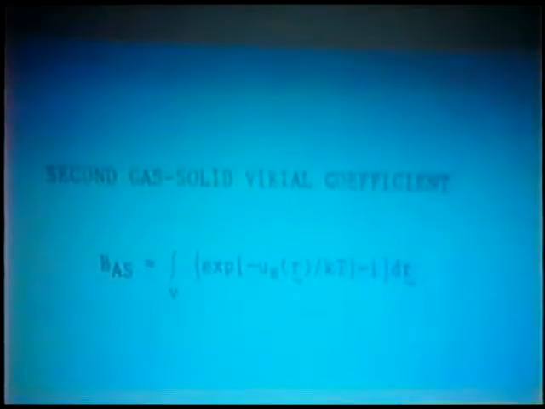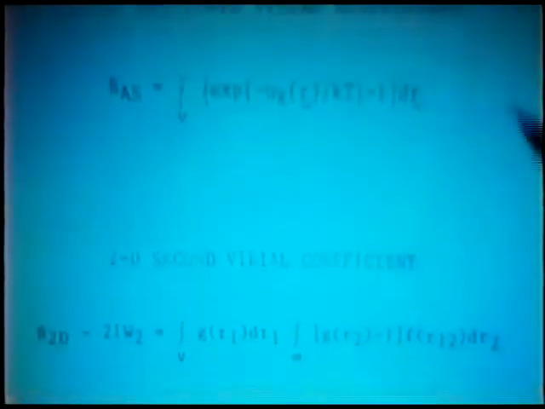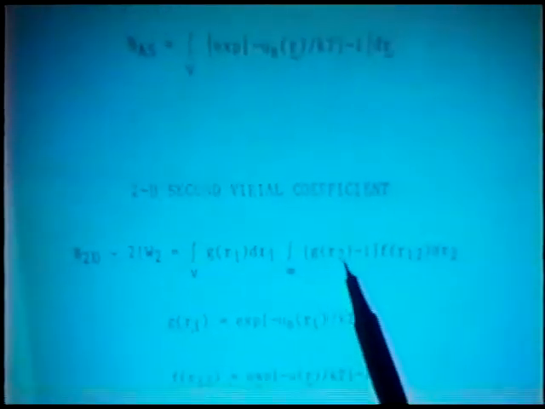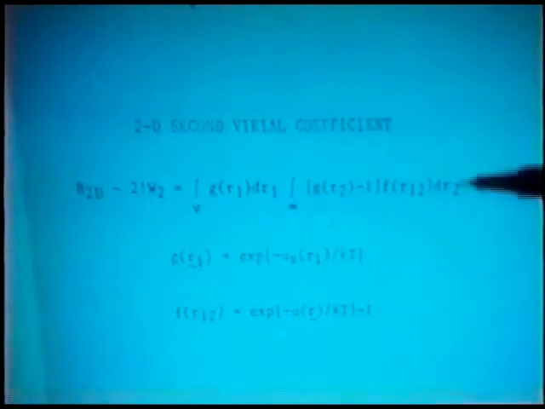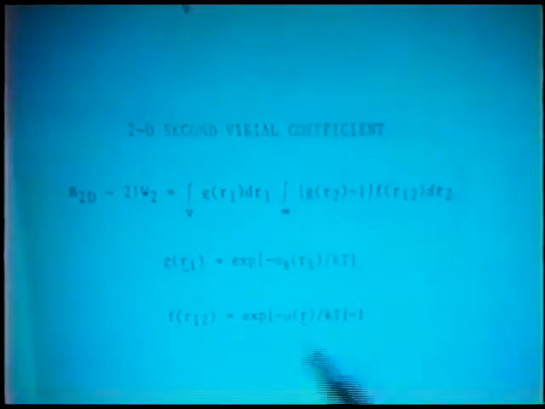Then to calculate the virial coefficients, we use the expressions given by statistical mechanics. Now the second gas-solid virial coefficient is related only to the gas-solid potential. The two-dimensional second virial coefficient, however, is a bit more complicated. It's related both to the gas-solid potential in terms of these G functions, which we have here, and it's related also to the gas-gas potential, which is given by this F function here.